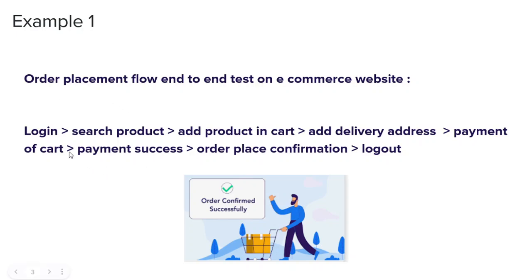For example, in the e-commerce application end-to-end flow, the login module is verified, searching for a product is verified, the add product to cart module is verified, the adding address module is verified. So every module or every feature is touched. Basically every feature is in some manner getting tested in the end-to-end flow. Payment of the card, success of payment, placement confirmation, and logout. So all these functions are getting tested in one end-to-end flow. That's why end-to-end flow testing is important.